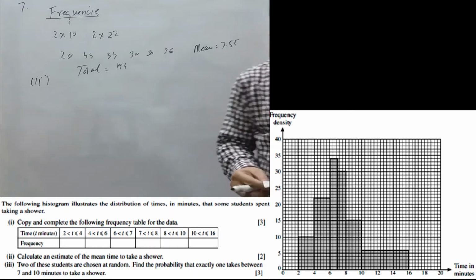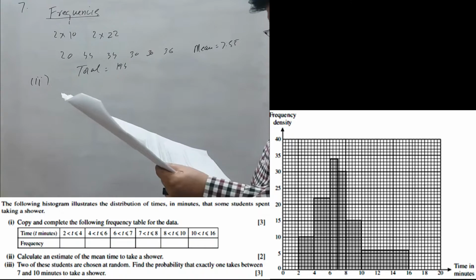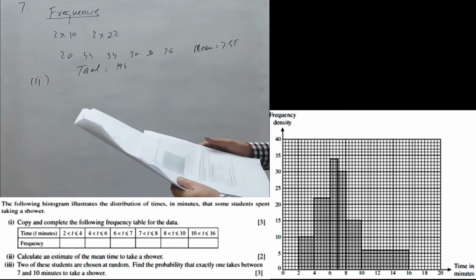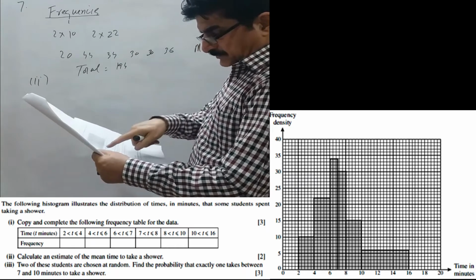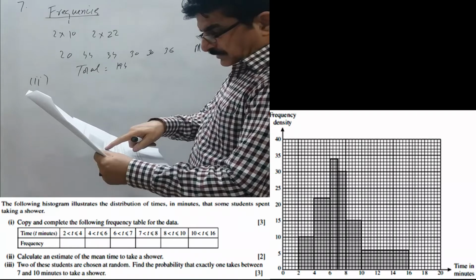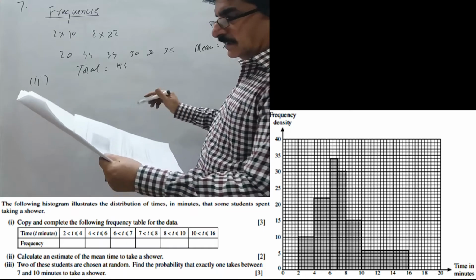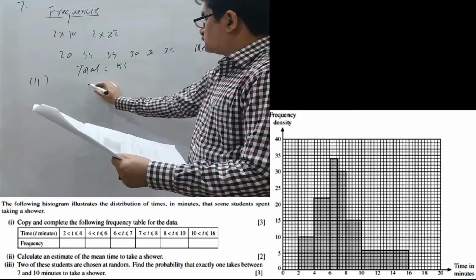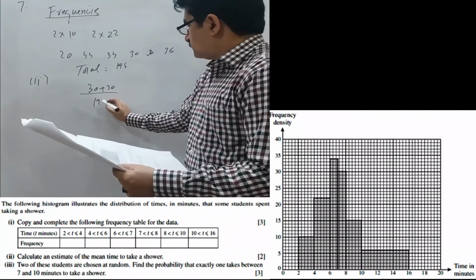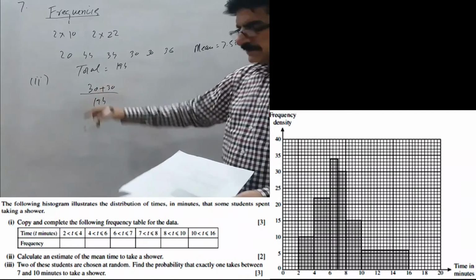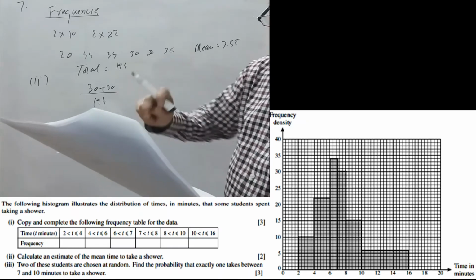Now for the second part, see that 2 students are chosen. Exactly one is from 7 to 10. From 7 to 10, you have 2 rectangles. So that value is 30 plus 30, and the total is 194. So 30 plus 30 means 60. 60 students are between 7 and 10. From the diagram you can calculate.